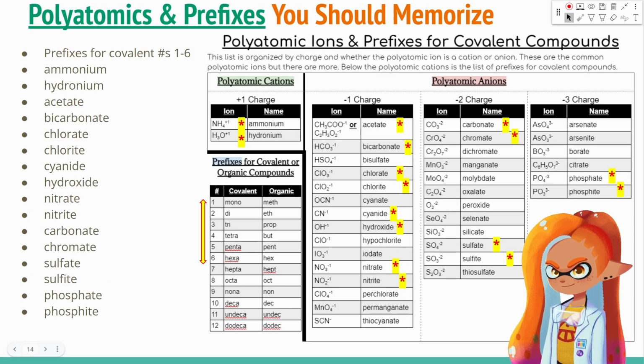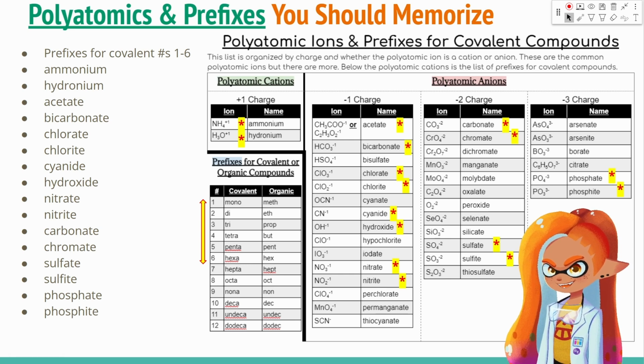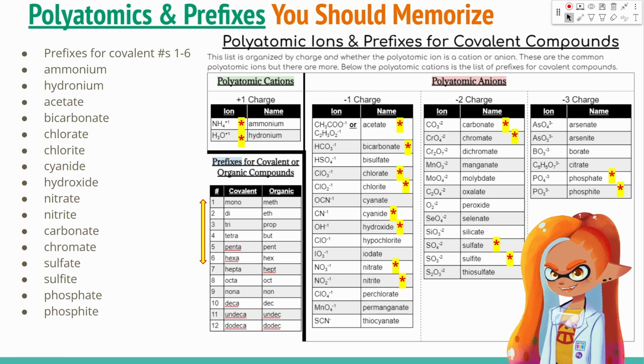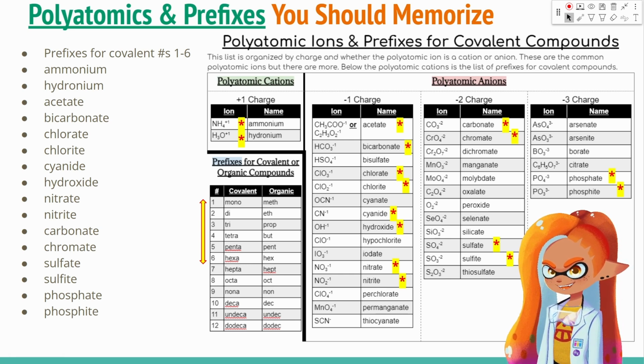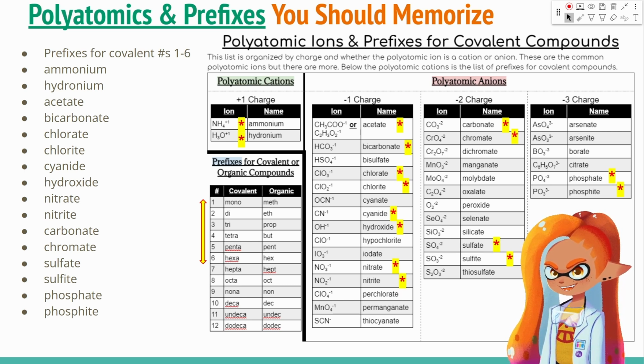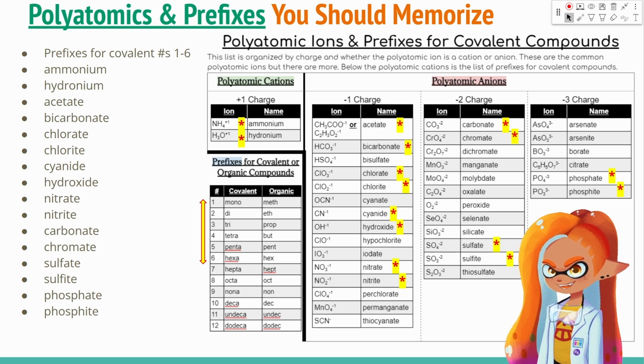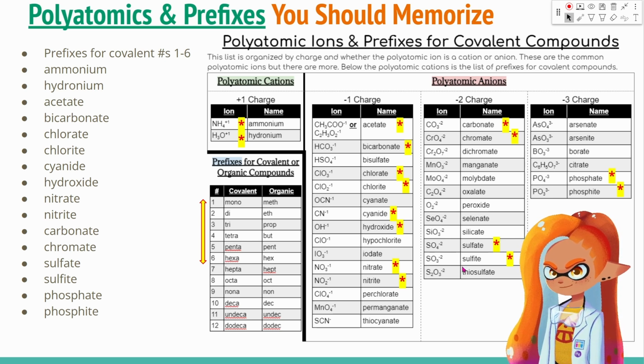Here again is the ones you should memorize for the polyatomics and the prefixes. Apparently I labeled it and I just forgot I did it on a future slide. So here it is. I have highlighted it and wrote it in the red text. You can see it here in a bunch of places. And then I have the 1 through 6. But again, knowing up to 10 would be handy, but those are not likely to be asked compared to 1 through 6 for the covalent.